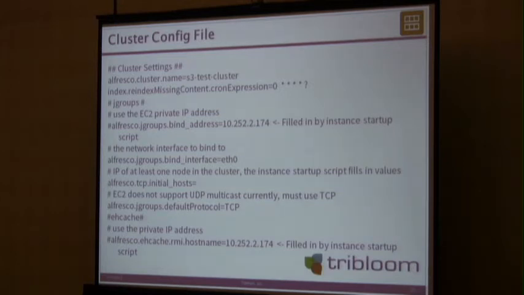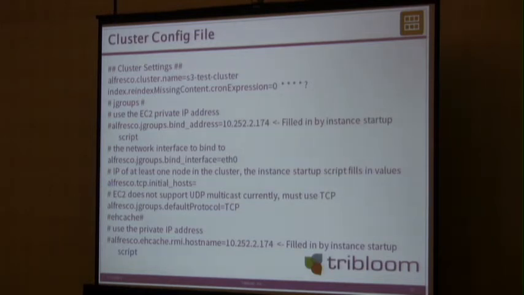In order to keep our indexes in sync, we've got the reindex missing content cron expression. I think that may be set a little bit too frequently, but it needs to be in there as well. You'll see that the Alfresco JGroups bind address is commented out. That is something that I am going to insert with my startup and shutdown script, so it's commented out here. Same with the Alfresco ehcache RMI hostname down at the bottom.